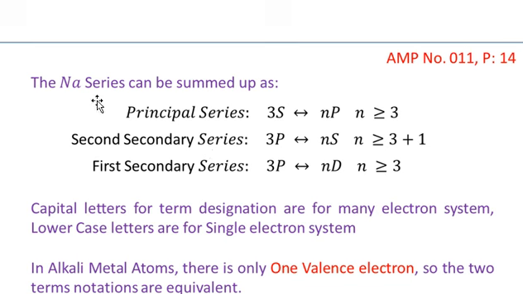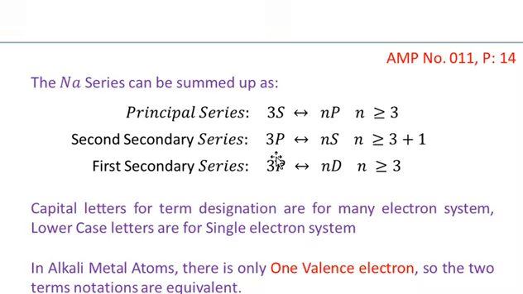So the sodium atom series can be summarized as follows. The principal series is from 3s to np. The lowest level is the 3s level, the higher levels are the P levels, and the lower state has the principal quantum number 3. The upper level will have all values of n greater than or equal to 3.